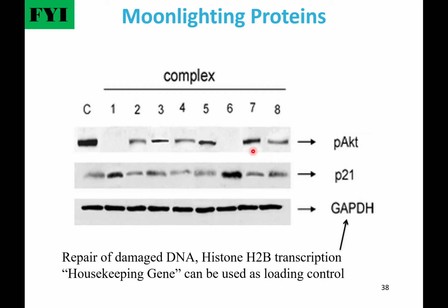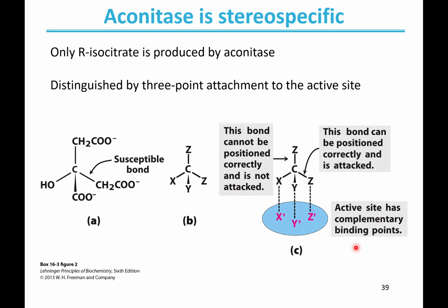Because if you think about it, if you're trying to say, okay, here we have, let's just say these are two different patients. Okay, patient 5 has more of this protein than patient 6. Well, you better be sure that you're loading the same amount of cellular material or tissue on each lane to make that conclusion. And so you can use housekeeping or moonlighting proteins to do that.